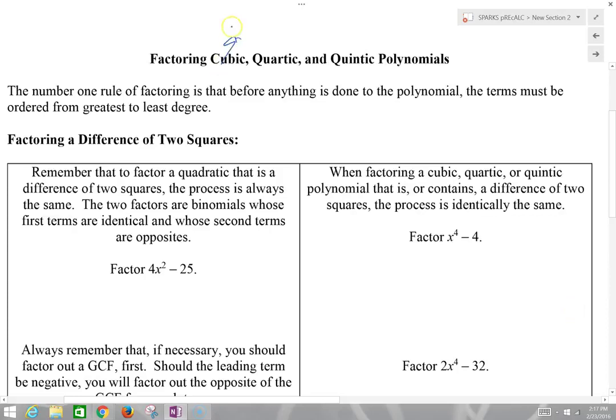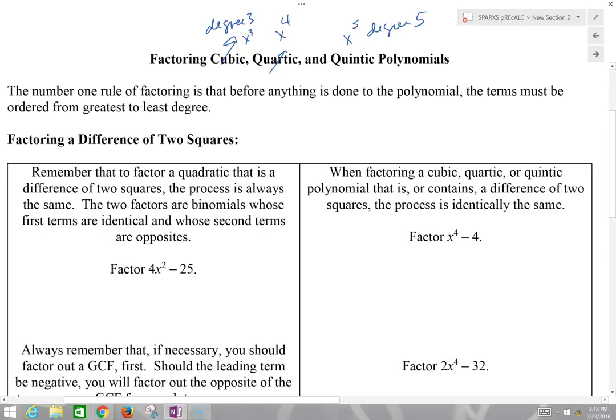What a cubic means is that it's a degree 3, that means the highest power of x is the third power. Quartic would be degree 4, that would be x to the fourth, and quintic would be x to the fifth, meaning it is a degree 5 polynomial.